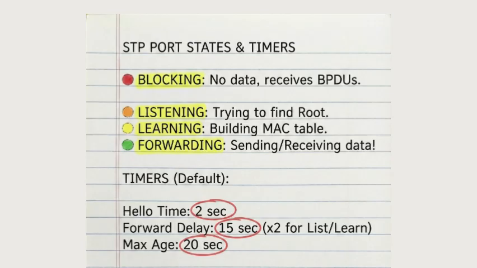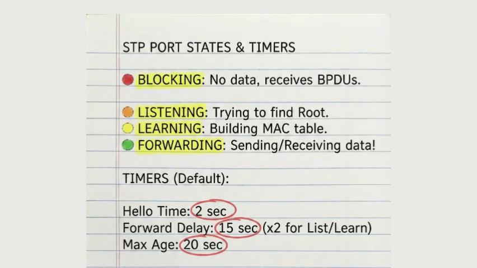30 seconds minimum. Yeah. And that's before you get to the final state, forwarding, where data can actually flow. Right. But it gets worse. There's another timer. Oh, come on. It's called the max age timer. It's usually 20 seconds. That's how long a switch will wait to hear from the root bridge before it decides the root is dead and a new election has to start.